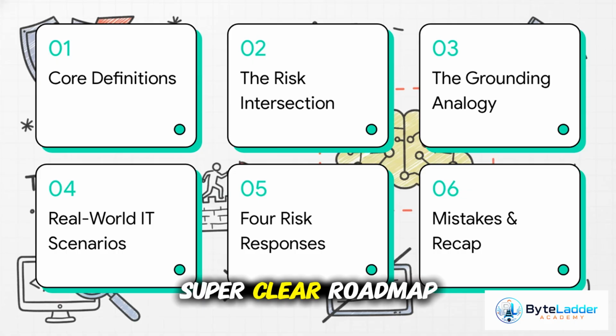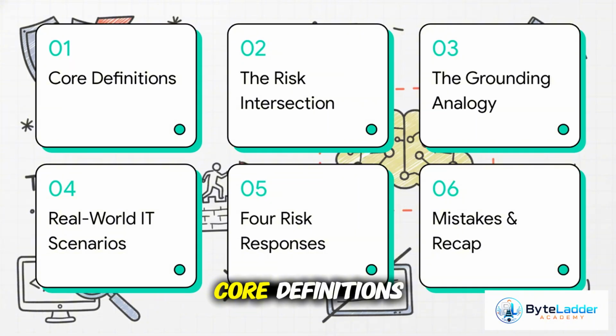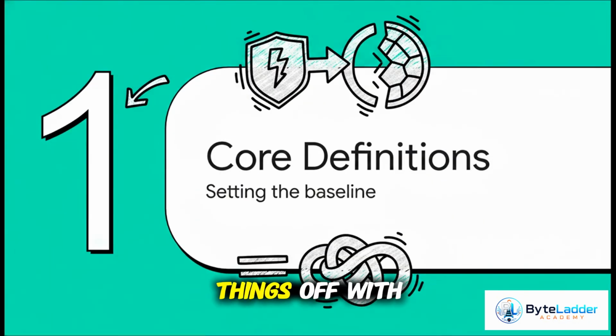We've got a super clear roadmap today to take these concepts from pure theory straight into daily IT application. We're going to start off with our core definitions, check out the risk intersection, and then use a really helpful grounding analogy. After that, we'll walk through some real-world IT scenarios, break down the 4 risk responses, and finally, wrap things up with common mistakes and a quick recap. All right, let's kick things off with Section 1, Core Definitions.